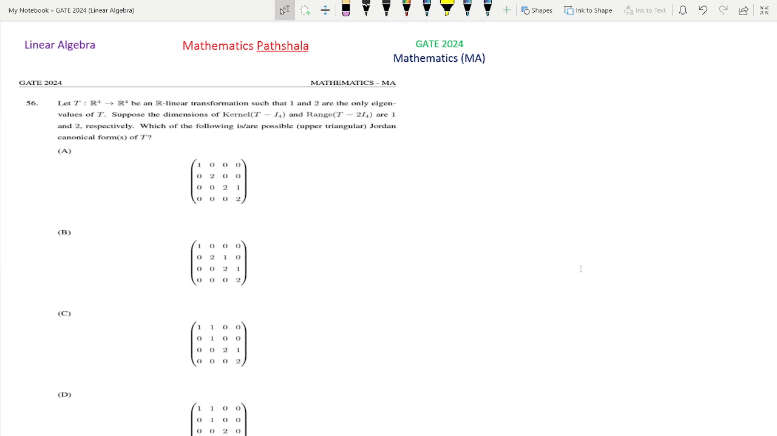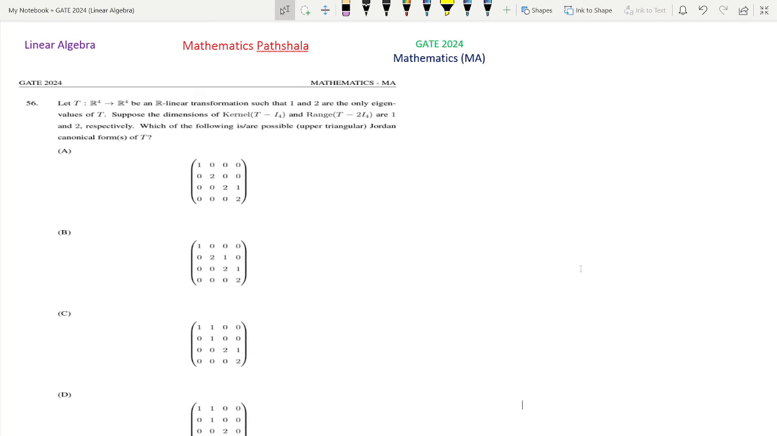First read the question. Let T from R4 to R4 be an R-linear transformation such that 1 and 2 are the only eigenvalues of T. Suppose the dimensions of kernel of T minus I4 and range of T minus 2 I4 are 1 and 2 respectively. Which of the following is or are possible upper triangular Jordan canonical forms of T?